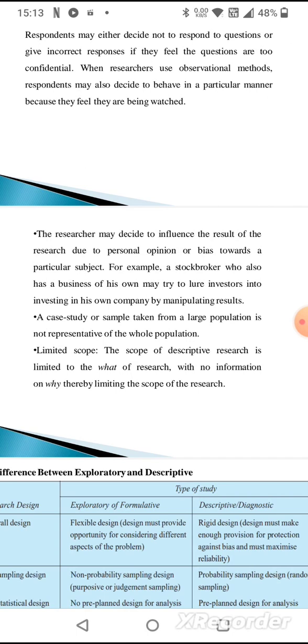A case study or sample taken from a large population is not representative of the whole population. Obviously, because you can assume, but you cannot predict that it is the same for the entire population, because it varies. The perception also varies. It also has limited scope, because it is limited to the what of research, with no information on why it has been so.